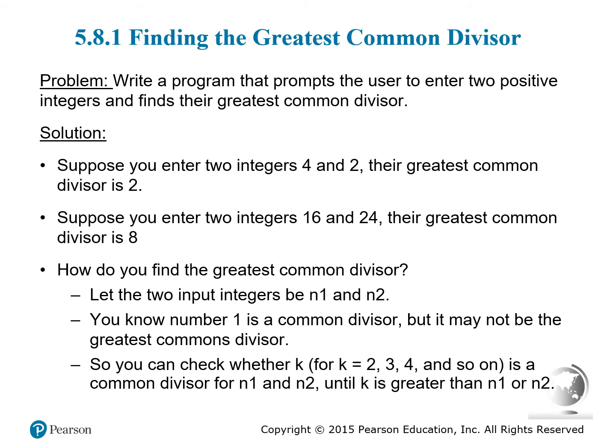We can begin by initializing GCD to 1 and then iteratively checking if a number k is a common divisor for both n1 and n2, beginning at k equals 1. When we find another common divisor, we update GCD. This process continues until k is greater than either n1 or n2.